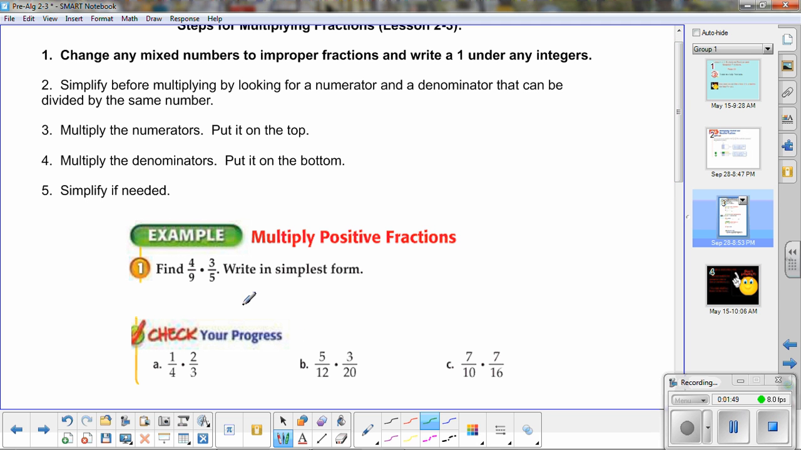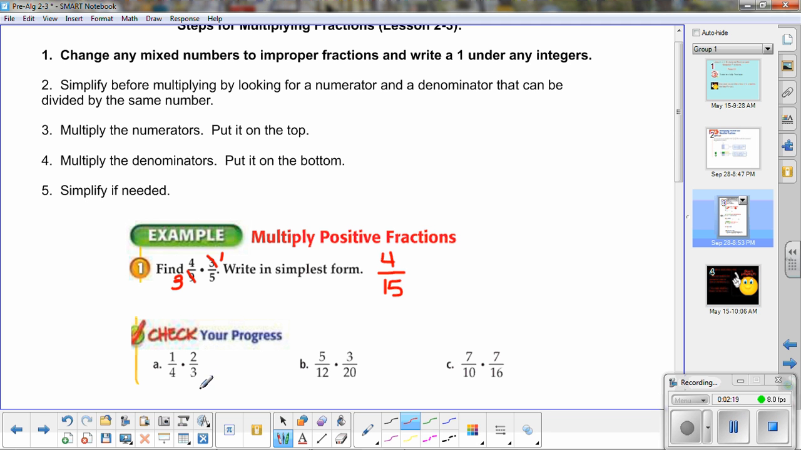So in our first example here, the 3 and the 9 can both be divided by 3. So I'm going to go ahead and change this 3 to a 1 because 3 goes into 3 one time and 3 goes into 9 3 times. Now multiply the numerators. 4 times 1 is 4. 3 times 5 is 15. At this point, if you want to stop the video and try the next 3 on your own, you can.